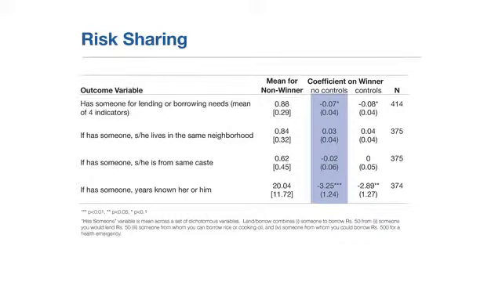In terms of risk sharing, the winners are less likely to have somebody that they can borrow from or that they lend to. But then conditional on having someone, they're as likely to be from the same neighborhood, from the same caste, but they've known them a shorter time frame.